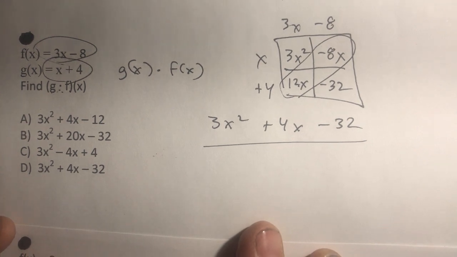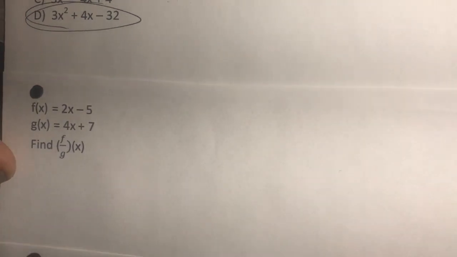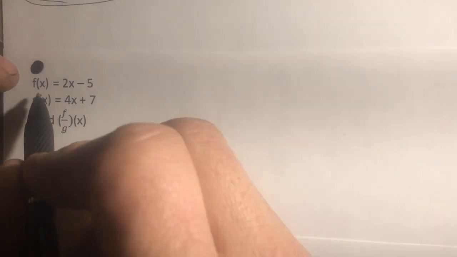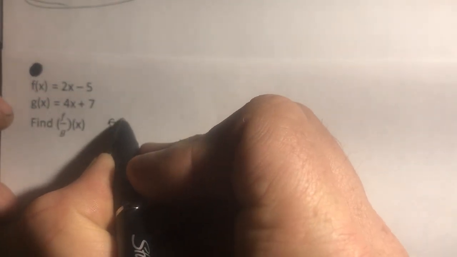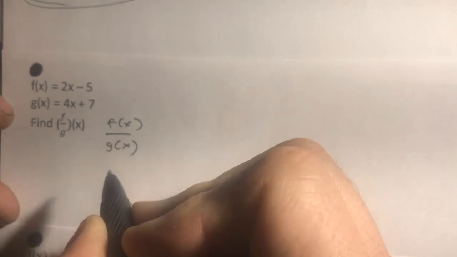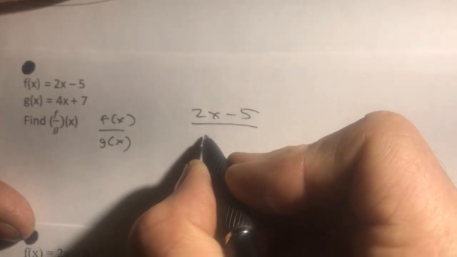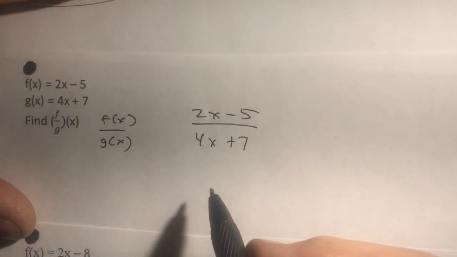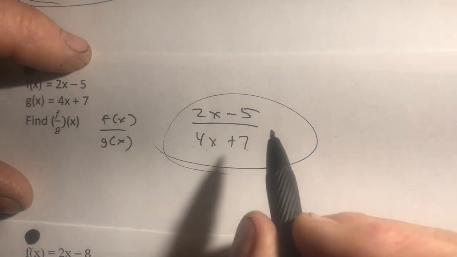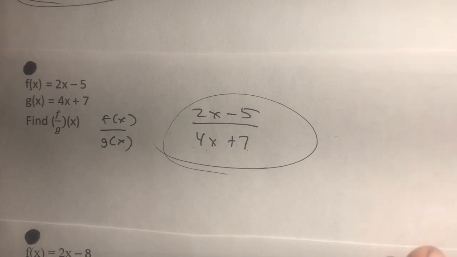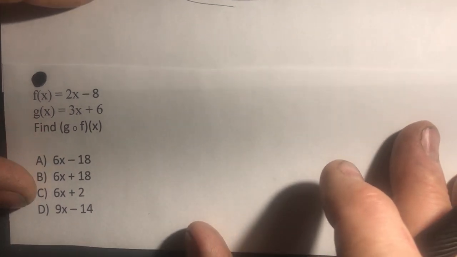And right here, the last one. Okay, right here on this one, f of x and g of x, find f divided by g of x, which is f of x divided by g of x. So I'm going to put the f of x on top. I'm going to put the g of x on the bottom. And then there's nothing I can do. I can't divide that. It's not possible because I got two things here, I got two things there, so I can't really do anything. That's simple.